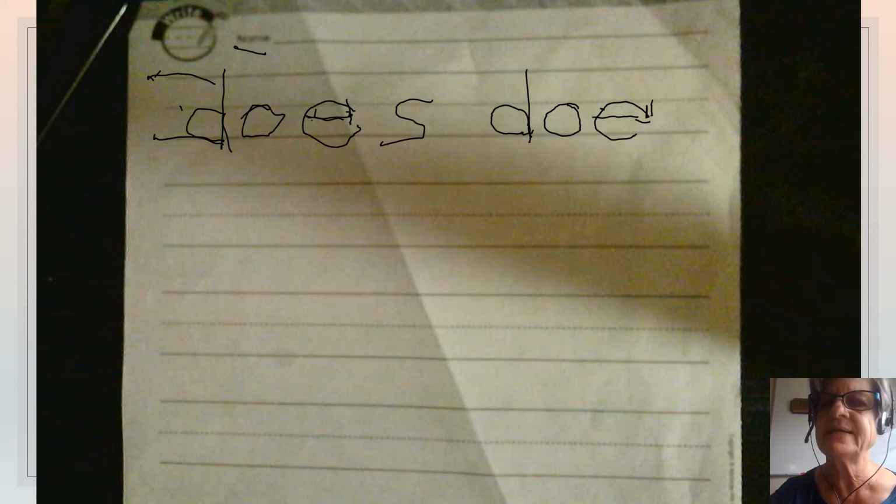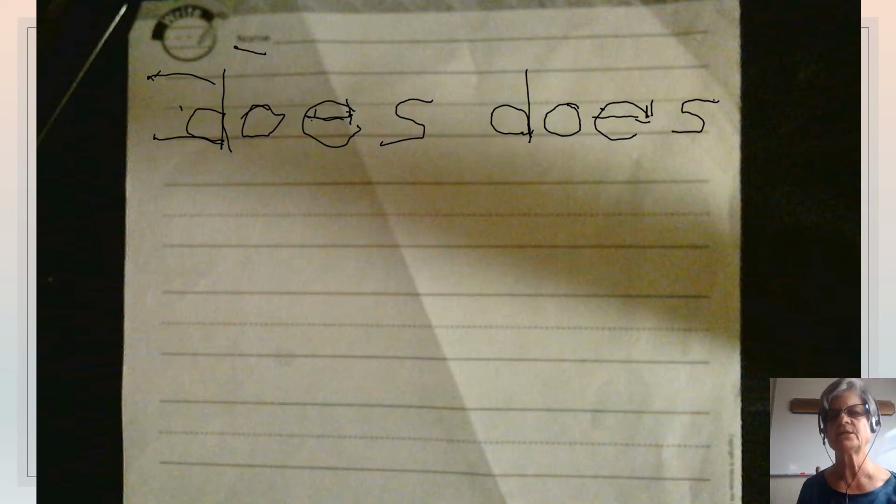Then you're going to write an S at the end. Go below the dotted line and make an S. Oops, it keeps wanting to erase my S for some reason. There you go. You should have written the word does 2 times. You should have left space between the S in the first does and the D in the next word does.